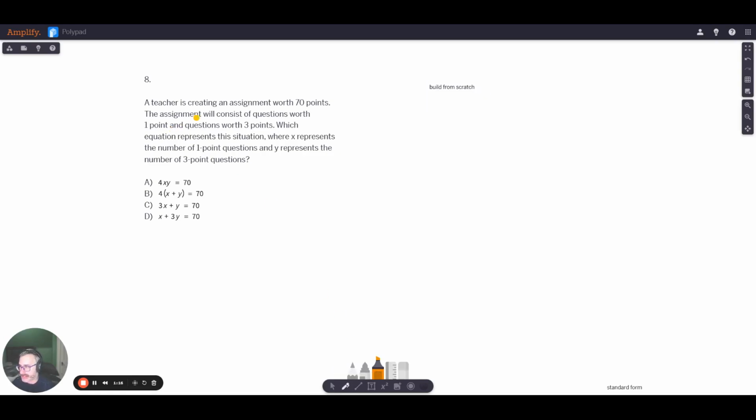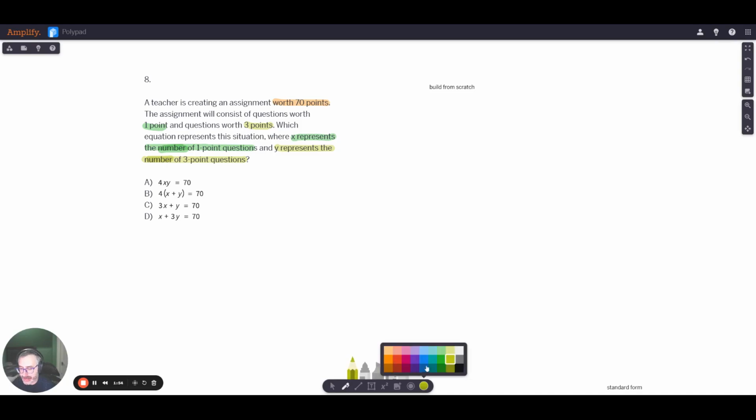So I should analyze this text a little bit. We have an assignment that is worth 70 points. We also have some different types of questions. We've got some 1-point questions and we've got some 3-point questions. We're going to have x represent the number of 1-point questions, and y will represent the number of 3-point questions. So what can we do with this information?